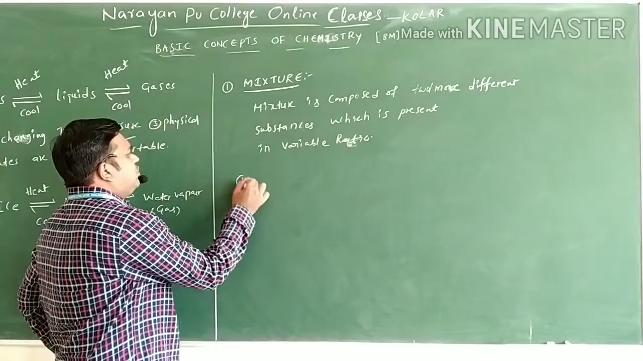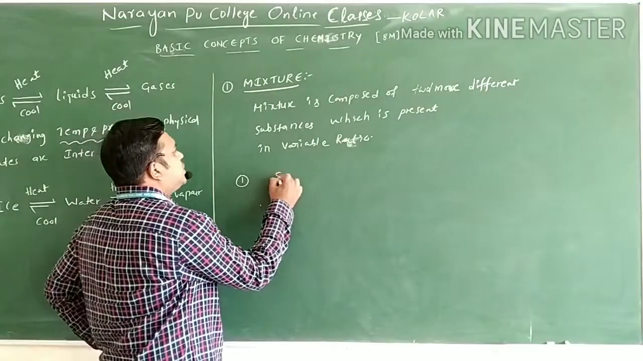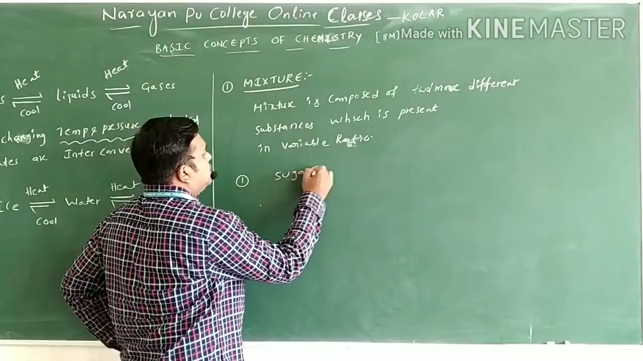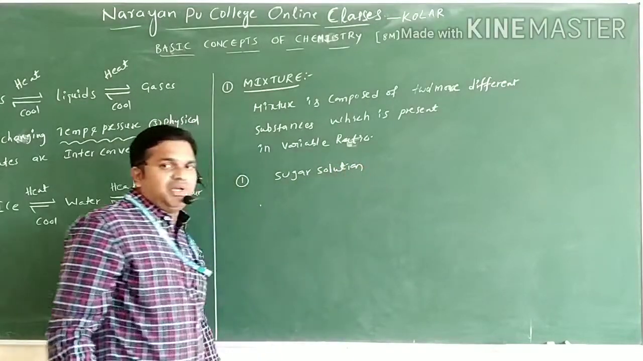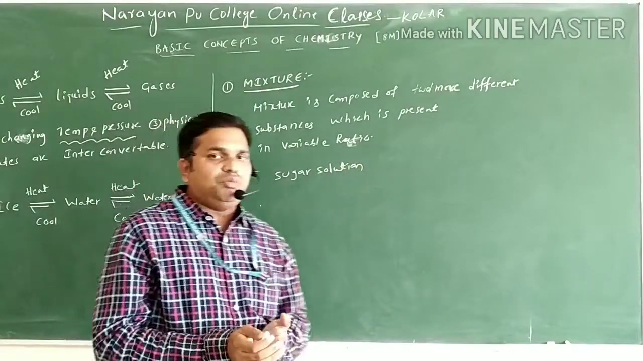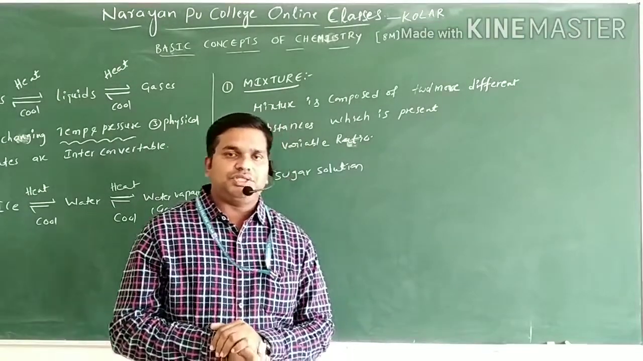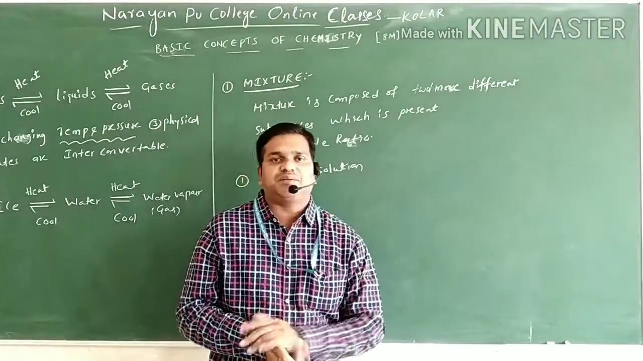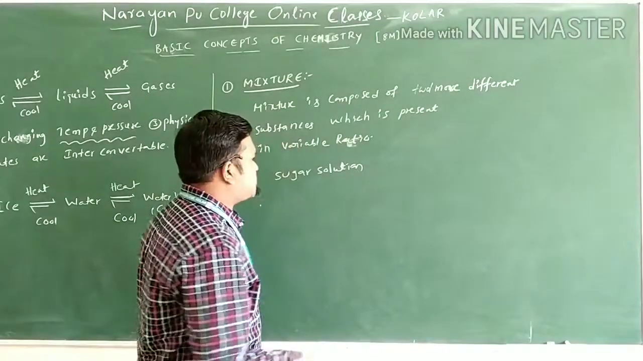So what examples can we take here? To make a mixture, you can make a sugar solution. How can you prepare a sugar solution? We mix some sugar with water, and you will get a sugar solution. Here there are two different substances: one is sugar and one is water.